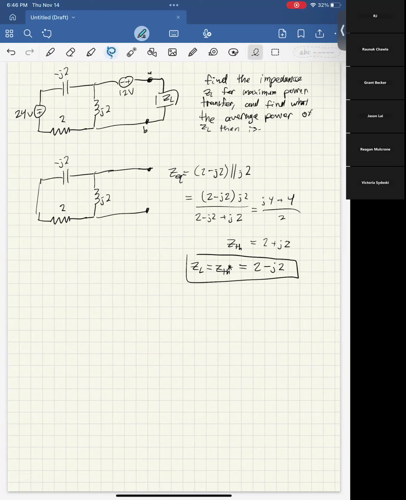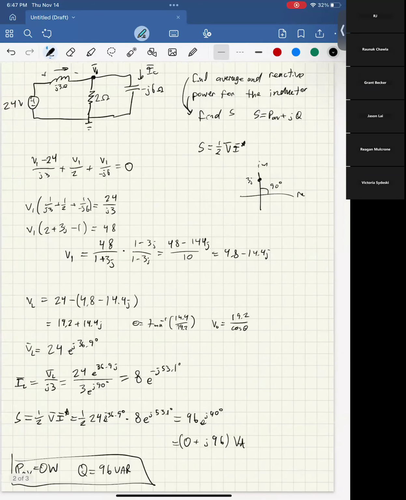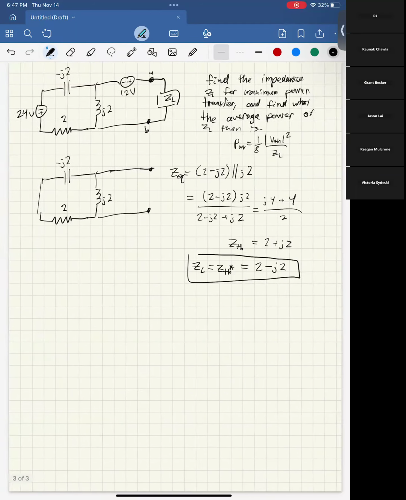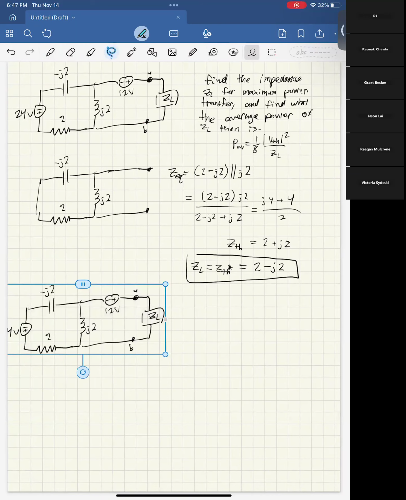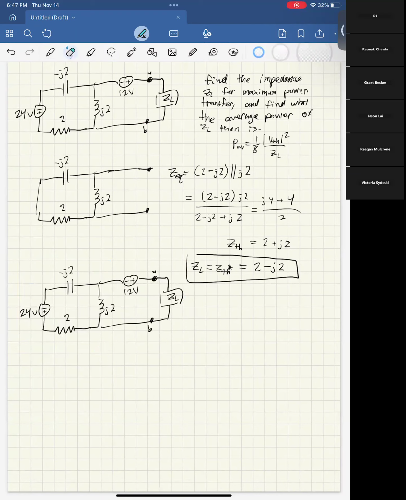So if we take this circuit again, now we're looking at the Thevenin equivalent voltage. I'll write the equation that we're shooting for: average power equals 1/8 VTH squared over RL or ZL. Let me make sure I wrote that right. Yeah. This equation can be derived from first principles, but it's not really necessary. Now we just want to find our VTH, and that would be the voltage between A and B.